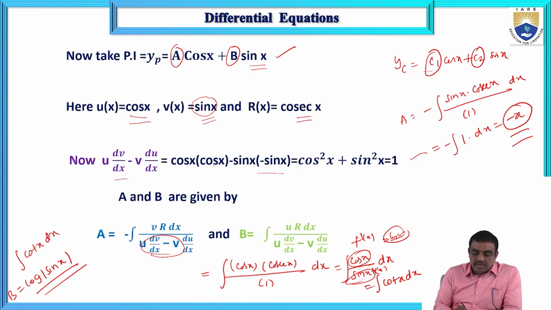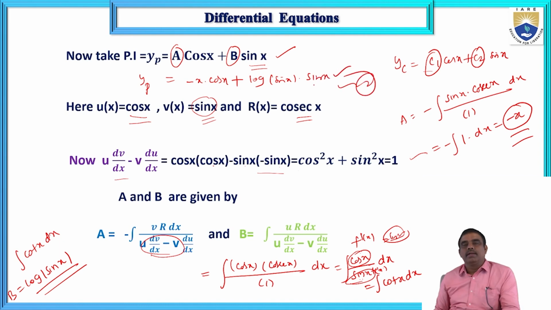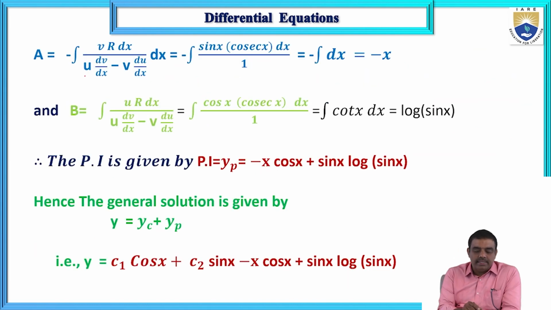Then what is the particular integral? Yp, what will it become? Yp is equal to a means minus x into cos x plus b means what? Log sin x into sin x. That is the particular integral, equation number 2. Or I can show here. You can see here a is equal to minus integral v r dx by u dv by dx minus v du by dx into dx.